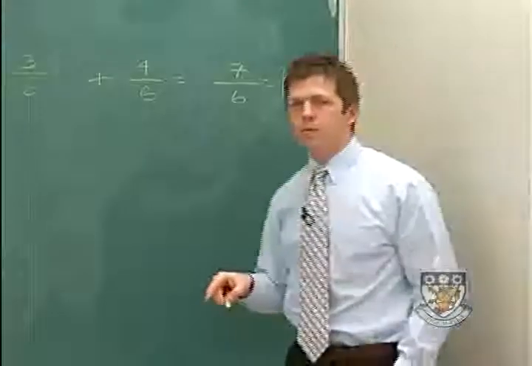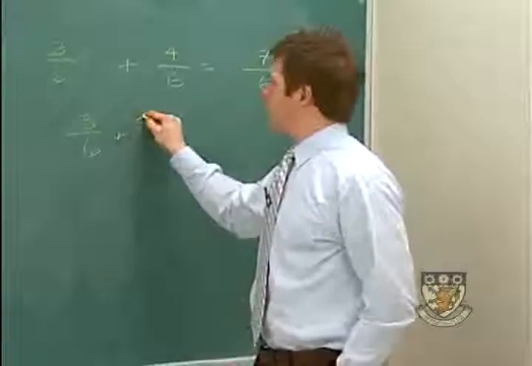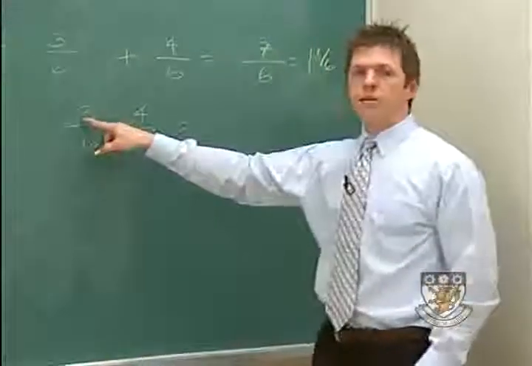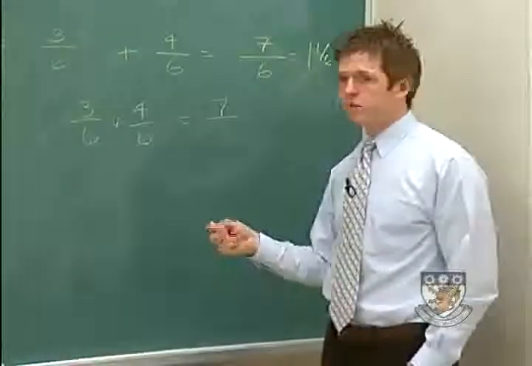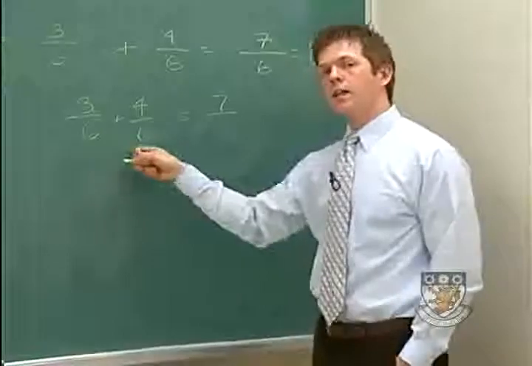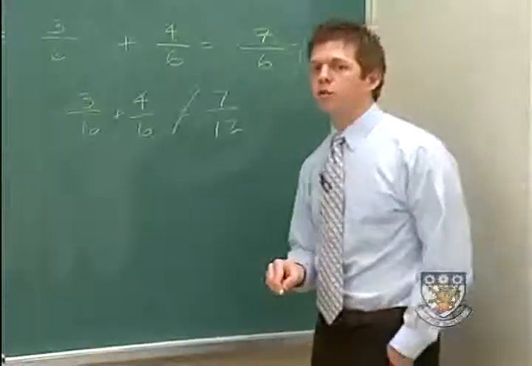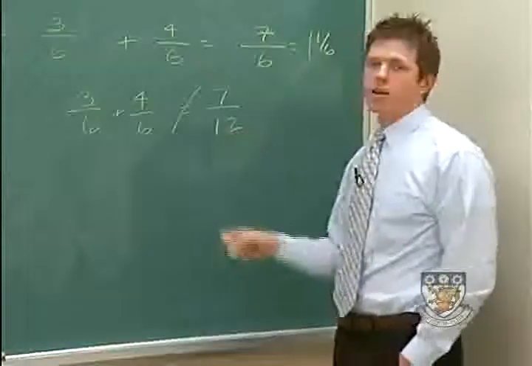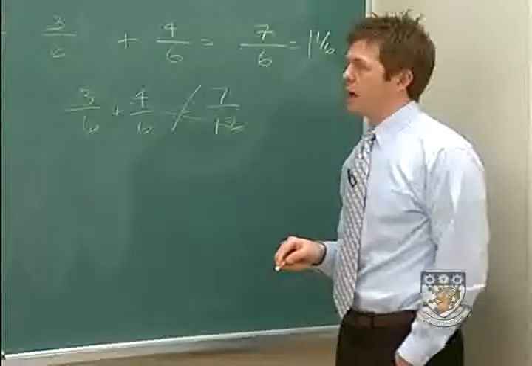A very common mistake, now this is going to be wrong, a very common mistake that students will make in adding and subtracting fractions is to say 3 plus 4 is equal to 7 for the numerator, which is right, but then they'll also add the denominators and say 6 plus 6 is 12. Completely wrong. Do not add the denominators. Never, ever, ever add or subtract them.